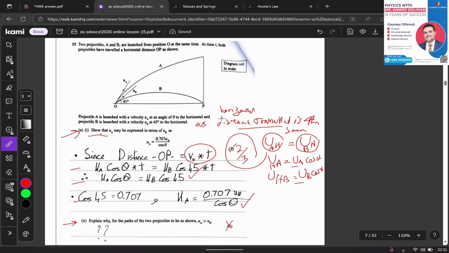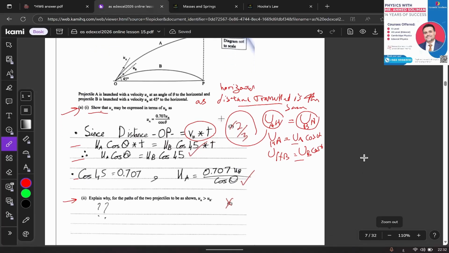We can talk about the vertical and the horizontal component. It says, explain why for the path of the trip. UA is greater than UB because UA is launched at a greater angle, so the vertical velocity would be greater. So yes, it would reach a higher maximum height, and the horizontal velocity would be less.